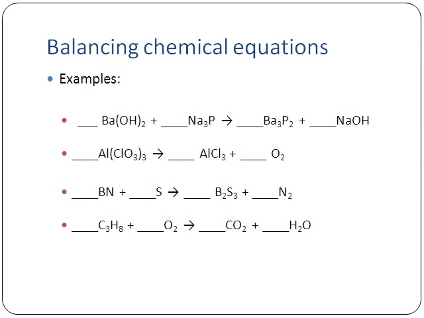And so let's try some examples on this. So we have barium hydroxide plus sodium phosphide gives us barium phosphide plus sodium hydroxide. So let's look at the number of bariums we start with here on the left. We have 1 barium on the left. We have 3 bariums on the right. And so to balance this, we're going to put a 3 out front of this barium. That gives me 3 on either side.